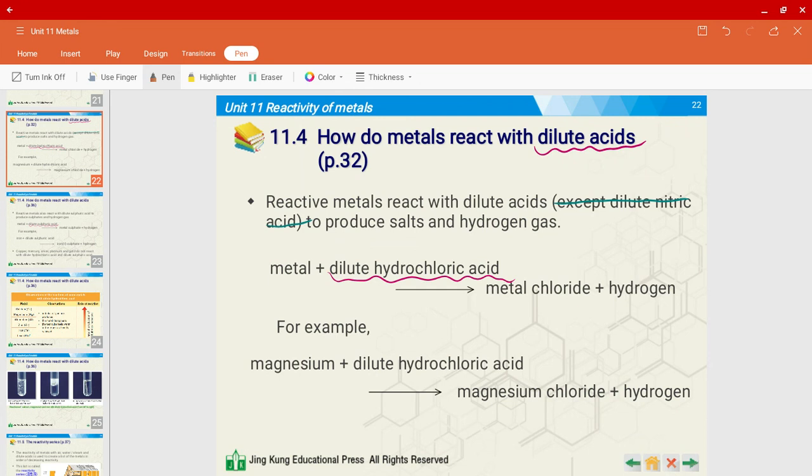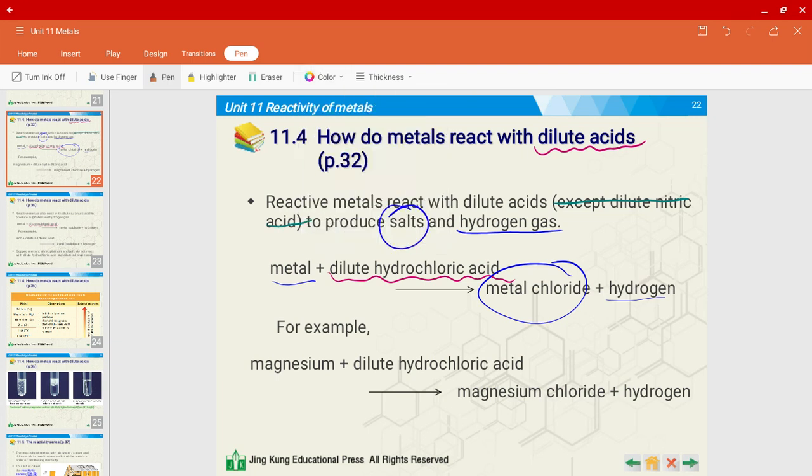So let's look at the first type, when metals react with dilute hydrochloric acid. Metals react with dilute acids to produce salts and hydrogen gas. For dilute hydrochloric acid, the word equation looks like this: you have a metal, you react it with dilute hydrochloric acid to get metal chloride and hydrogen. Let's see an example. You have magnesium, which reacts with dilute hydrochloric acid to get magnesium chloride plus hydrogen.